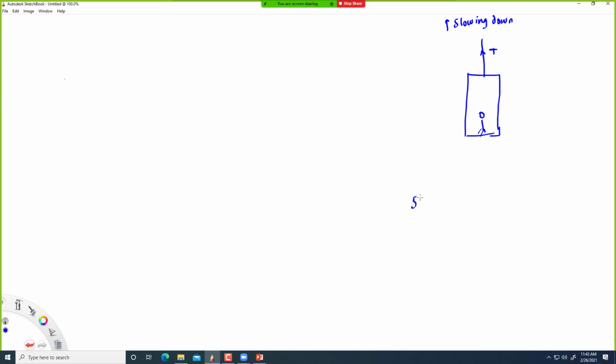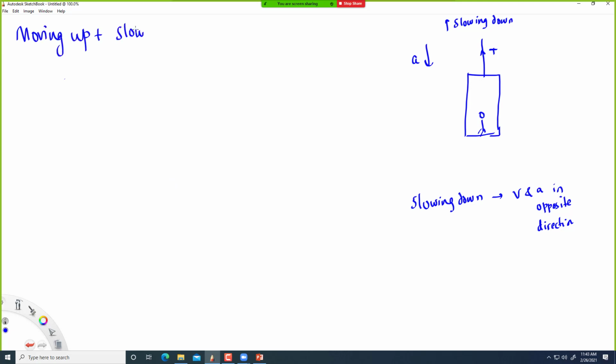Opposite, yes, exactly. So slowing down will have v and a in opposite directions. If it is speeding up, v and a will have the same direction. Okay, so v is up, it's moving up, so the acceleration will be down. So this is the case of moving up plus slowing down.